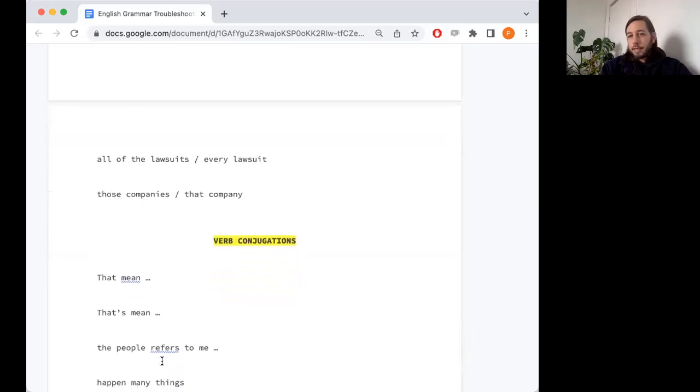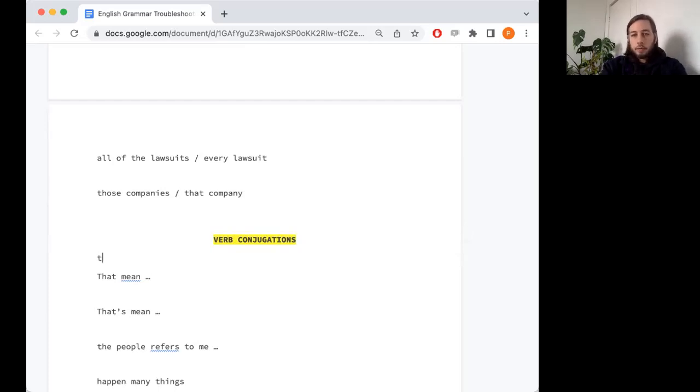Moving on to the second subject, verb conjugations. This is one of the most important things that I teach, and I stress this with all of my clients. If your verbs are right, speaking will be much easier for you, and also understanding when someone else speaks.